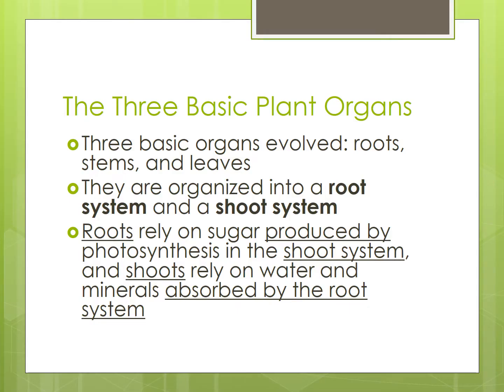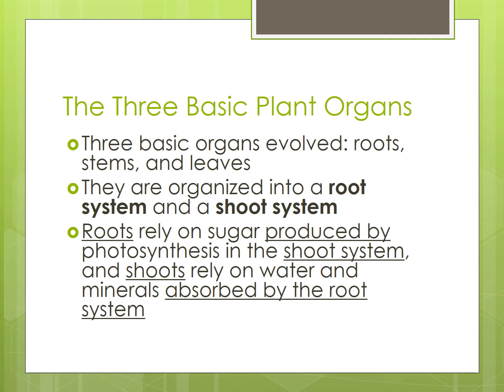So as I said before, there's 3 main organs that we have in our plants. This would be, of course, the roots, the stems, and the leaves. And so when we think about our plants, there's a root system and a shoot system. The root system is made up of the roots, and the shoot system is made up of your stem and your leaves. And so the roots rely on sugar produced by the shoot system.